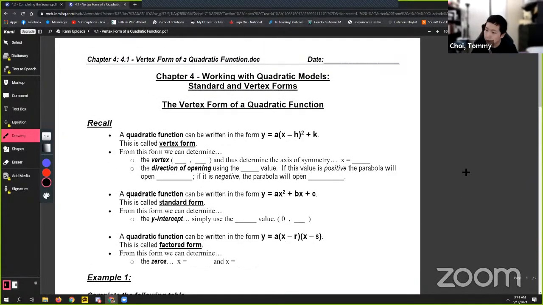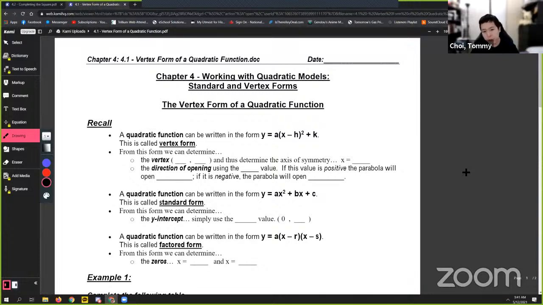So jumping into 4.1 here, your last unit for quadratic functions. Stay strong, everybody. We're almost there. We're pushing through. So chapter 4, working with quadratic models here, the vertex form of a quadratic function.